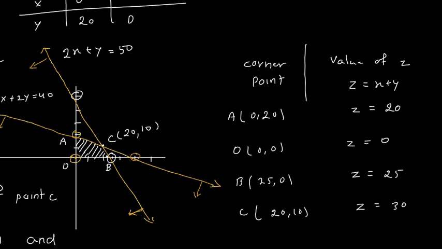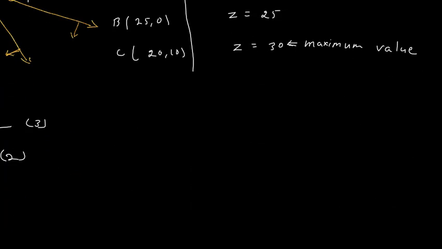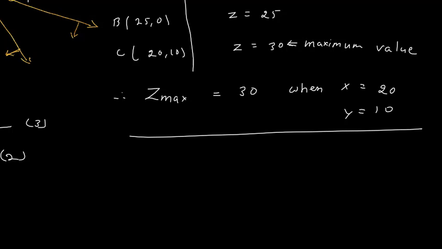Now as this is a bounded region, the feasible region is a bounded region, the values of Z which we got here represent minimum and maximum values. So what is the maximum value we are getting here? Z is equal to 30 is the maximum value. So I will say that therefore Z max is 30 when x is 20, y is 10. This is our solution of the problem.